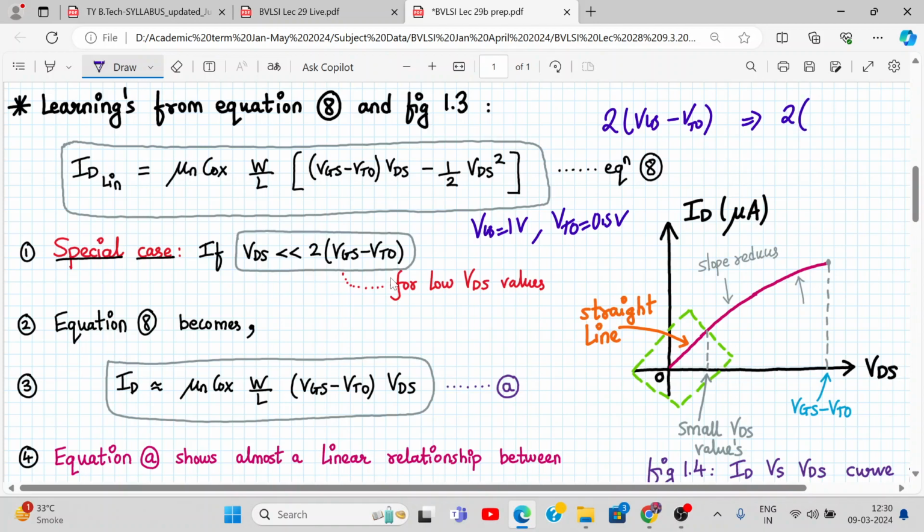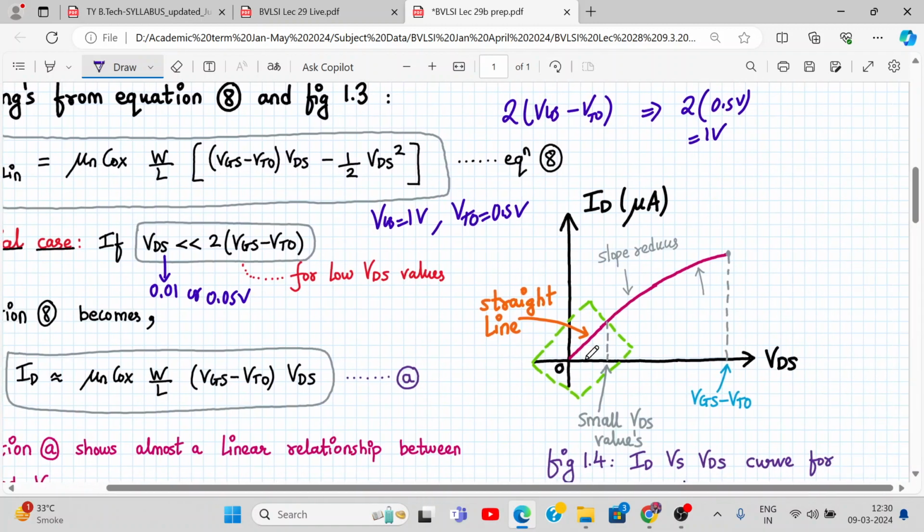2 into 0.5, that is 1 volt. VGS should be very much less compared to 1 volt. Yes or no? For very low value. So maybe it's around 0.01 or 0.05 volt. Very, very small voltages.